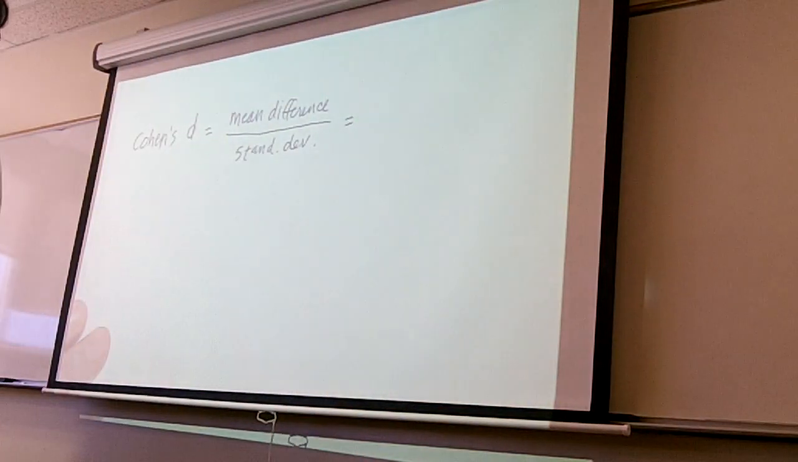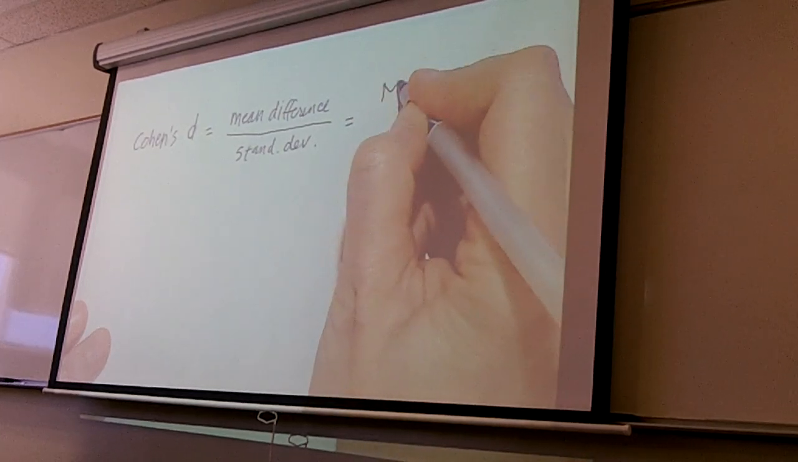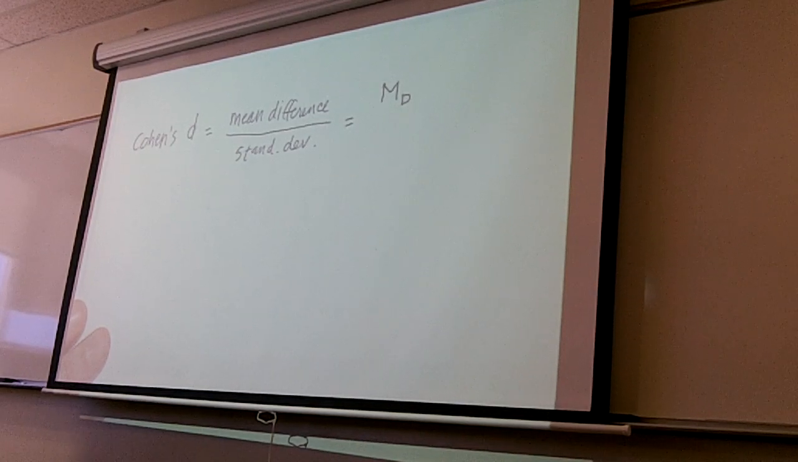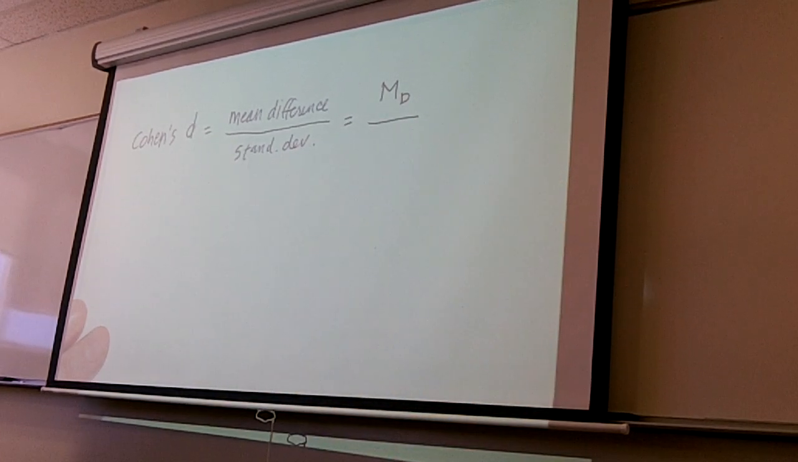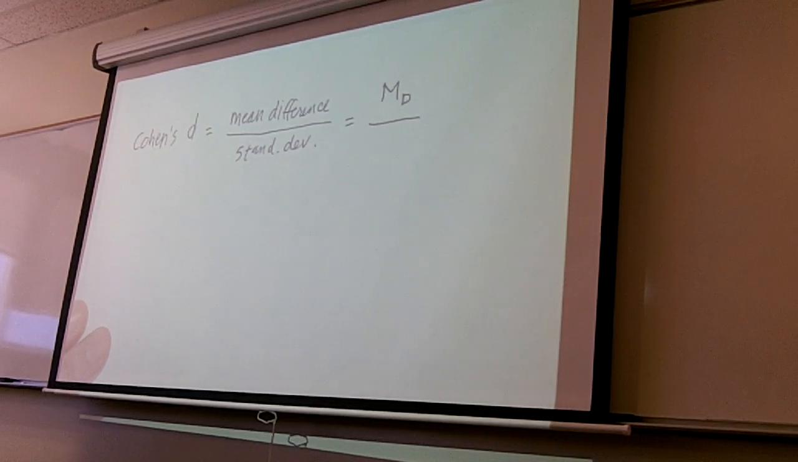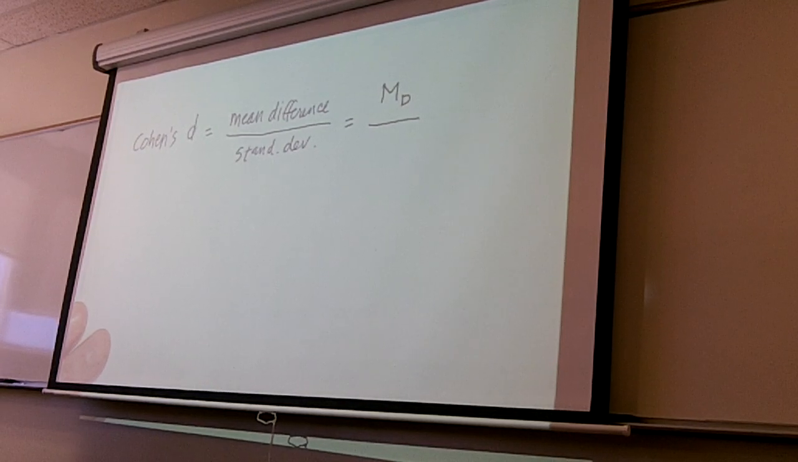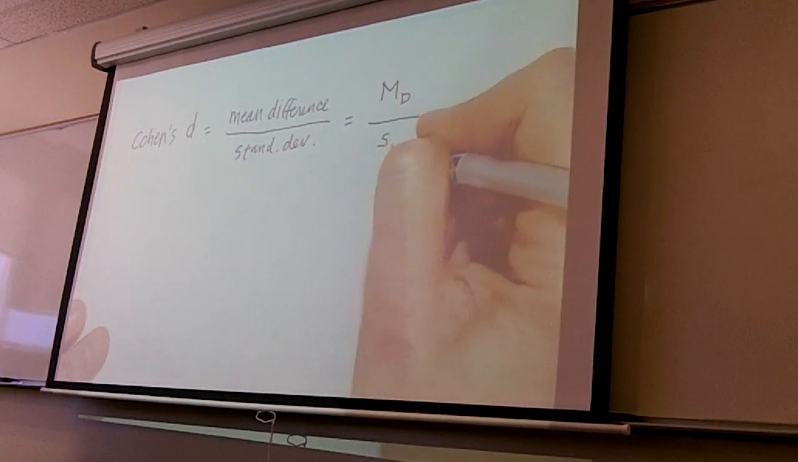So, what mean difference do we have to work with? The mean of the difference scores. It's almost like it's right there. Same numerator as the t-test. Cohen's d always uses the same numerator as the t-test. All right, now we need a standard deviation. What standard deviation might we use? The standard deviation of the difference scores. Oh my gosh, it's almost like there's a pattern.